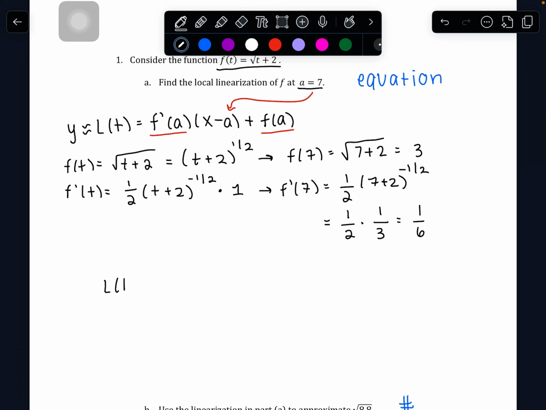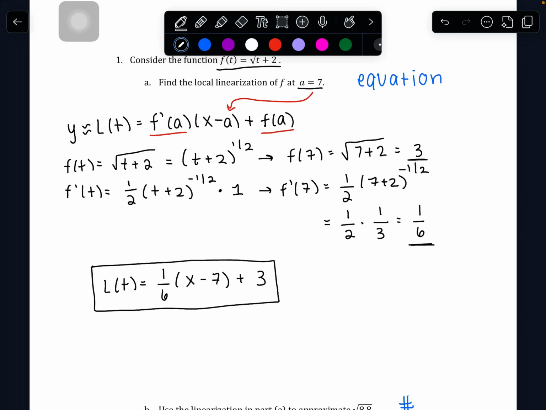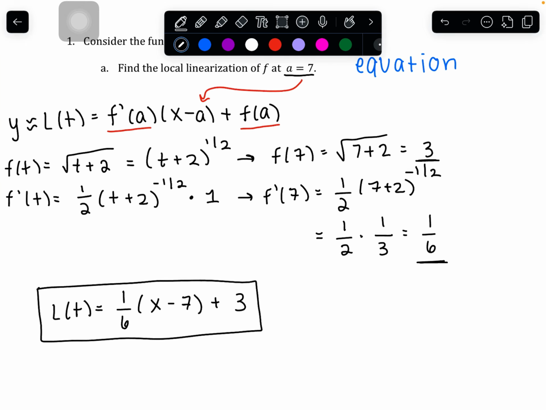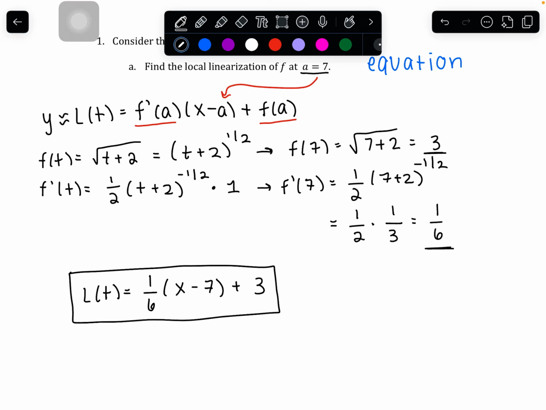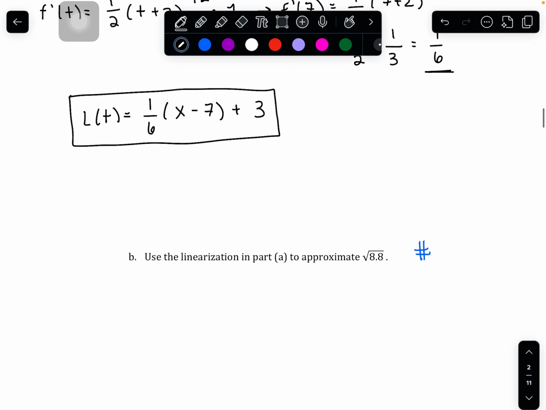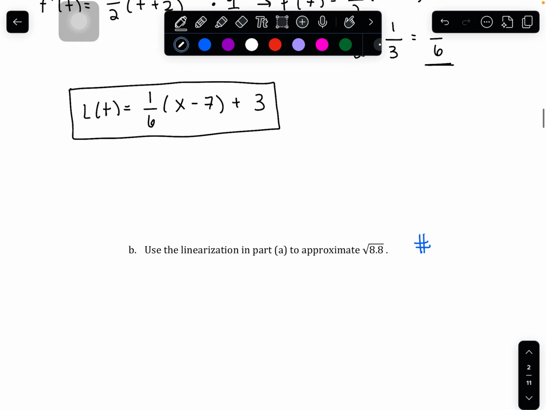Okay, now we just put this all together. So the local linearization is going to be f prime of a, which is this guy. So we have 1/6 times x minus a, which is 7. And then plus f of a, which is 3. So plus 3. So that is our solution for part A. You did not have to simplify this like I did, but you can, because we're going to have to use this down here to get an answer. So we have to use what we got in part A to do part B.